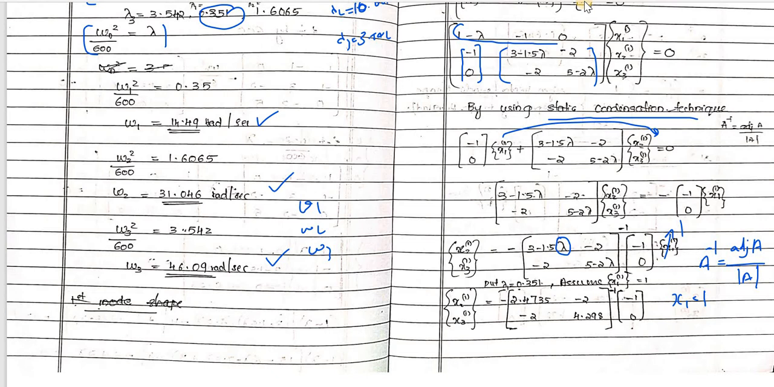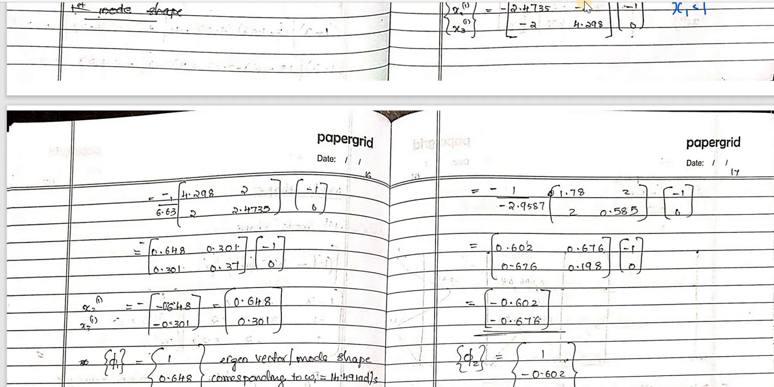Now the values are known, so I can find out the value. So this was the inverse term. Now I have taken matrix A inverse equal to adjoint of A divided by determinant of A. So this is the determinant and this is the adjoint. Now I can just multiply: a 2 by 2 matrix into a 2 by 1 matrix. So what will be my matrix? It will be 2 by 1.